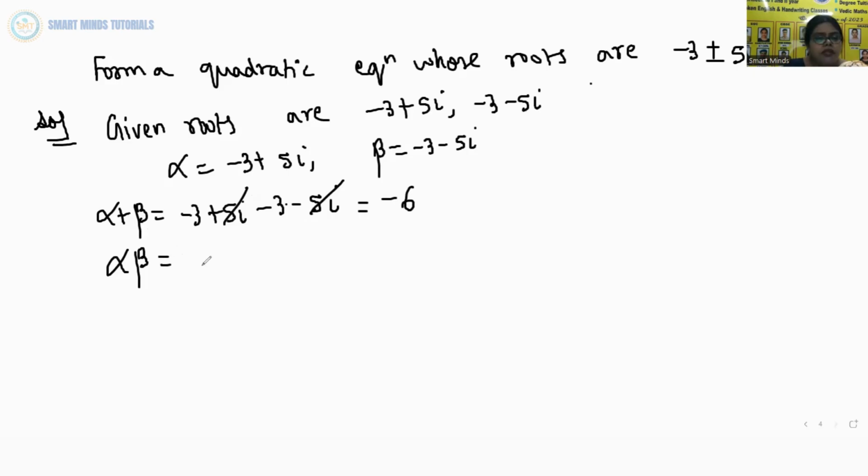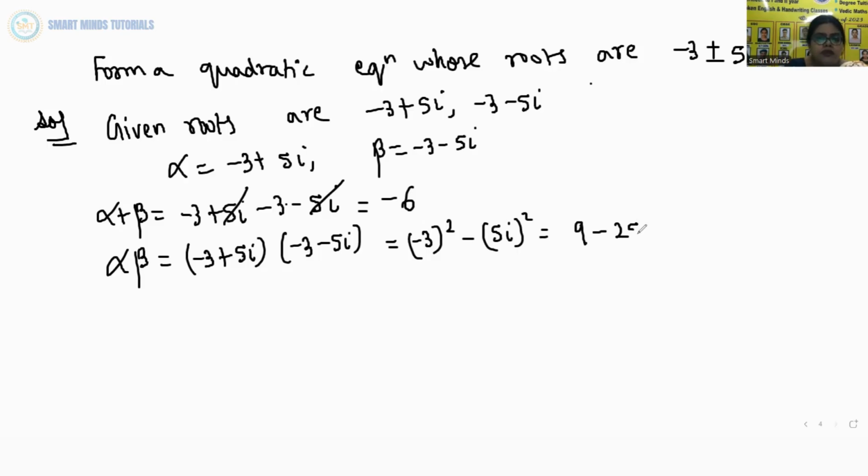Now we find alpha beta: minus 3 plus 5i into minus 3 minus 5i. Now you can see it is in the form a plus b into a minus b. In the place of a you have minus 3 and in the place of b you have 5i. So we apply the formula a square minus b square. So minus 3 whole square minus 5i whole square. That is 9 minus 25i square. But we know that i square is minus 1 from complex numbers. So that is 9 plus 25, which is equal to 34.